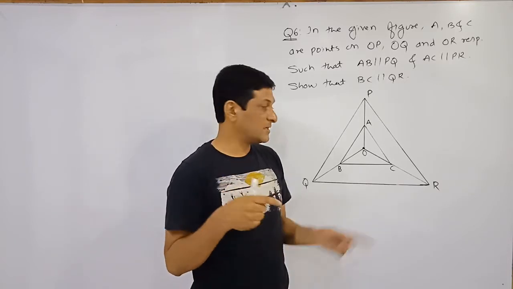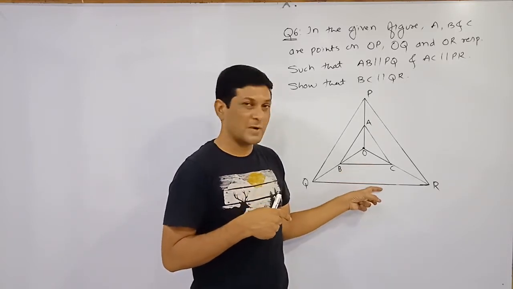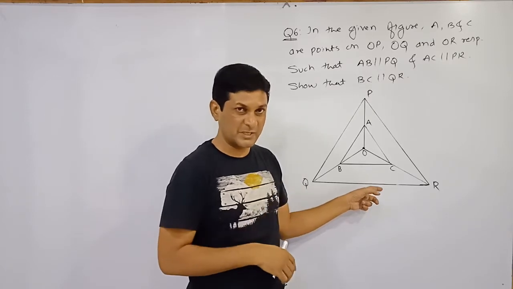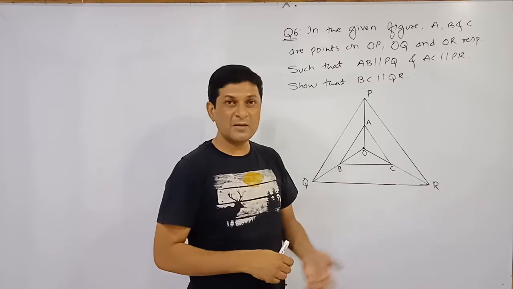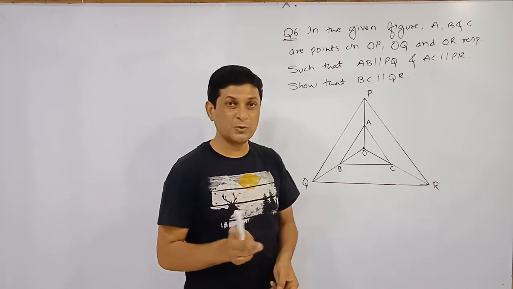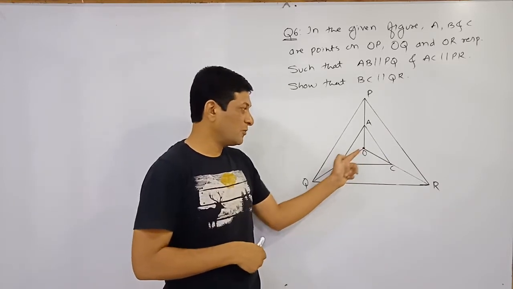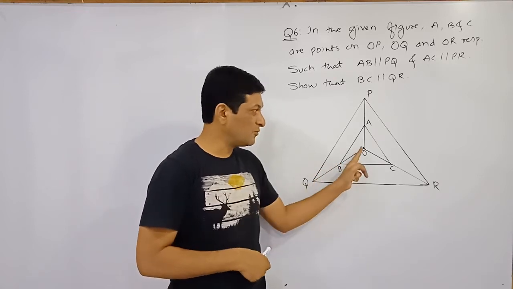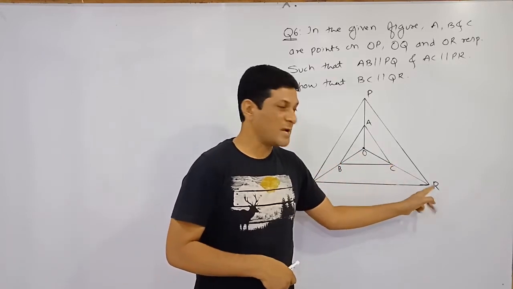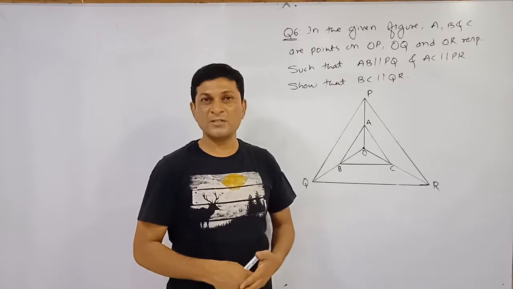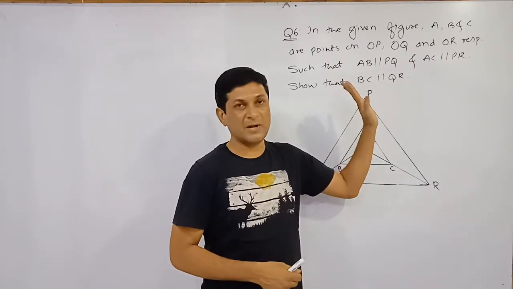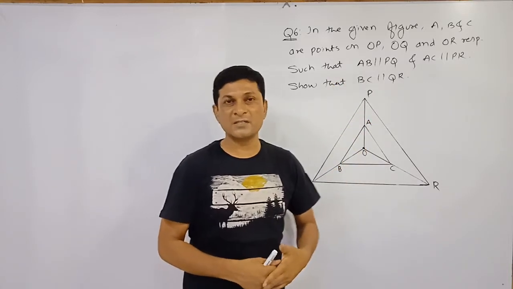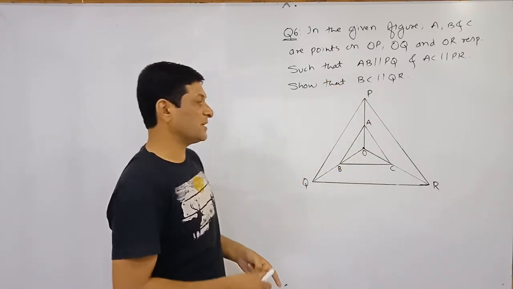To show that BC is parallel to QR, we have to apply the converse of BPT. In which triangle? OQR. We can apply the converse of BPT if two ratios are equal, which two ratios? OB upon BQ will be equal to OC upon CR. If we are able to show that these ratios are equal, then according to the converse of BPT, we will get our required result. So to get it, let us first use the given conditions.